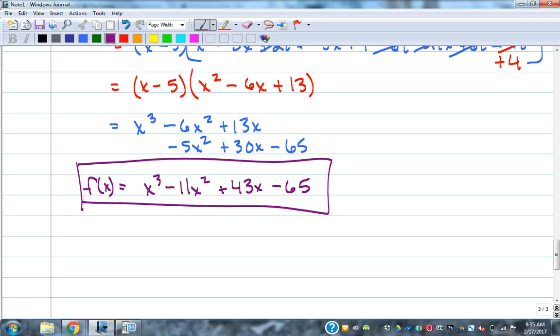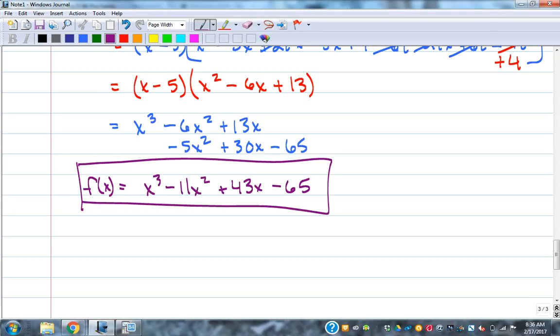Okay, so I just distributed x to get the top line, and then I distributed negative 5 to get the second line. And I just stacked it up that way so the like terms are together. You don't have to do that. It just makes it easier, to me. That's the way I've done it since I was a wee lad of 16.